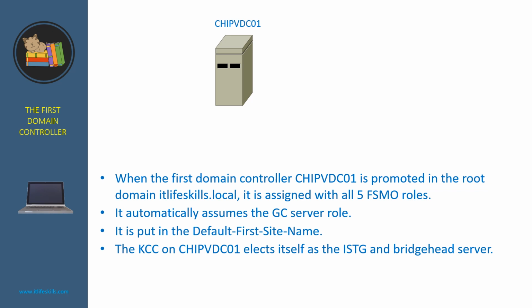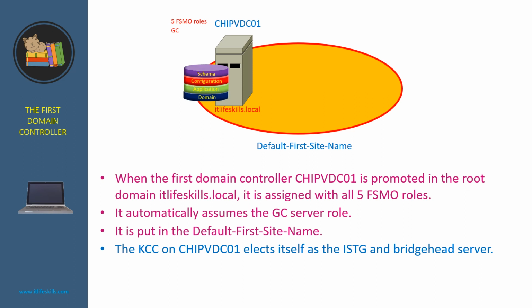Let's get into the detail. As we know, when the first domain controller CPVDC01 is promoted in the root domain it-liveskills.local, it is assigned all 5 FSMO roles. It automatically assumes the global catalog server role. It is put in the default first site name, and the KCC on CPVDC01 elects itself as the intersite topology generator and bridgehead server.